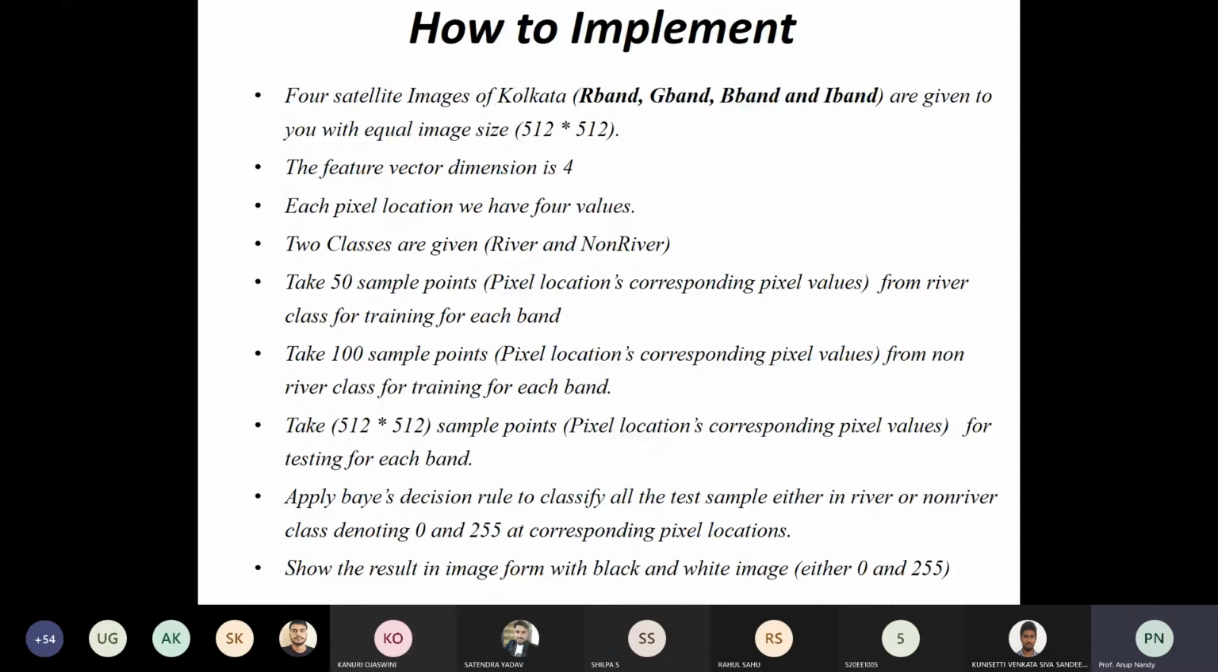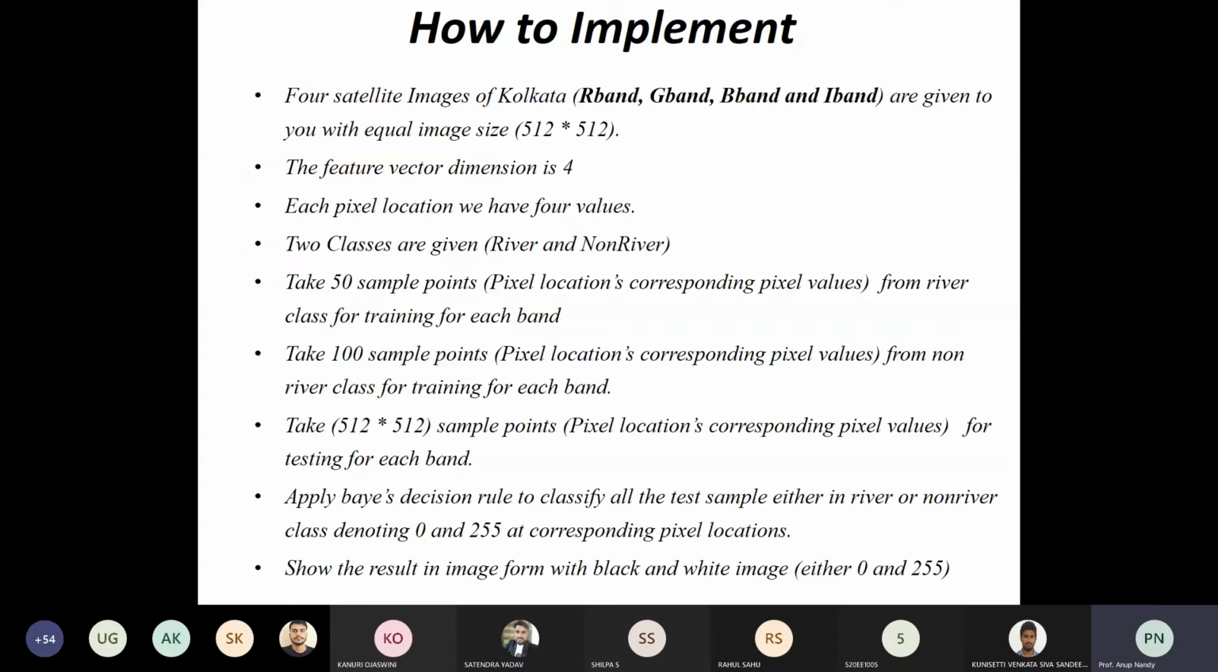The first value corresponds to the R band, the second value corresponds to the G band, the third value corresponds to the B band, and the fourth value corresponds to the I band. So this is the dimension of the feature vector, and at each pixel location you have 4 values.